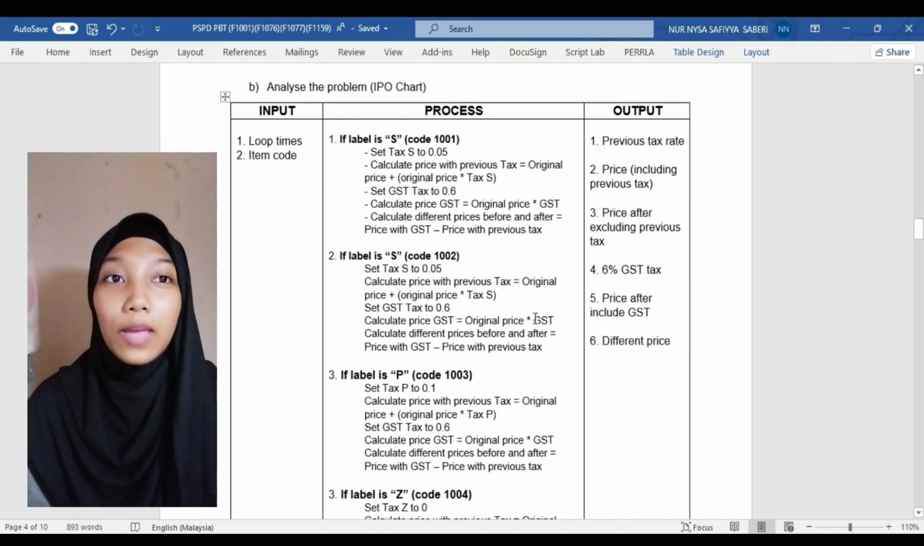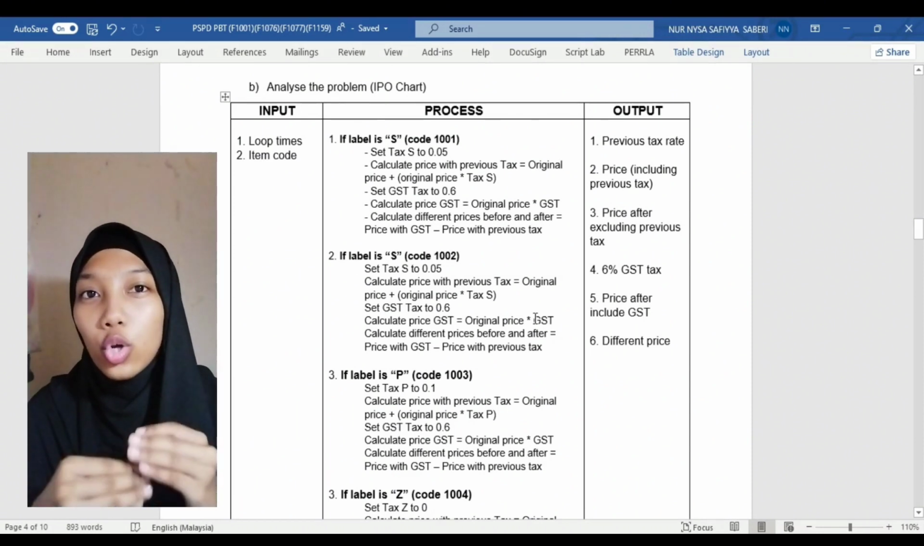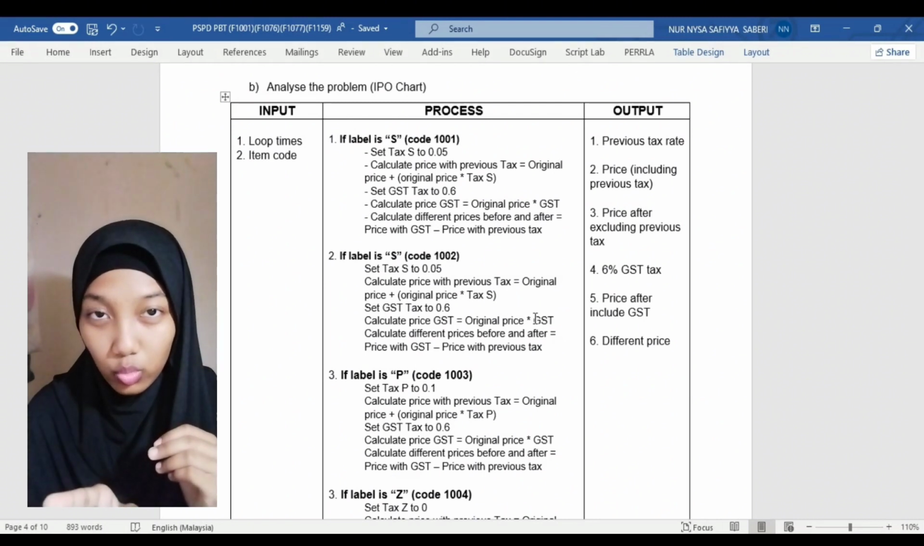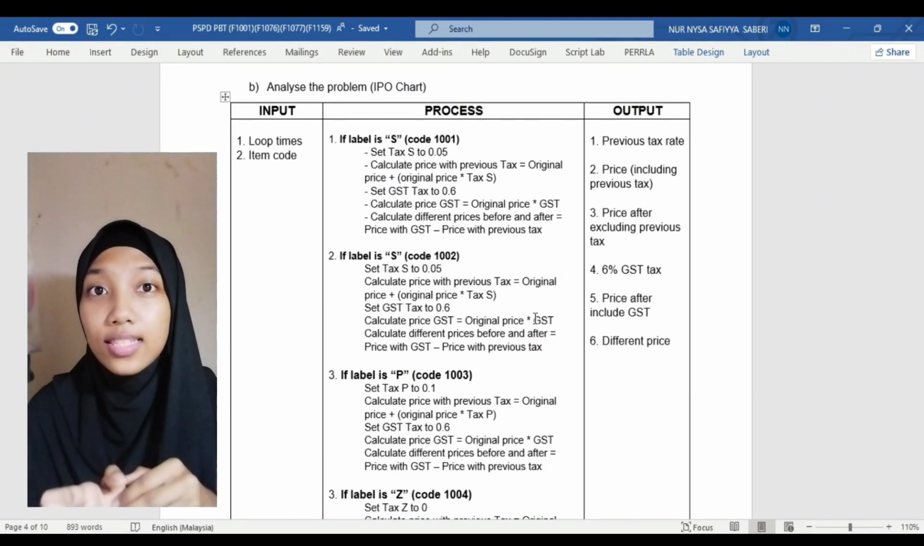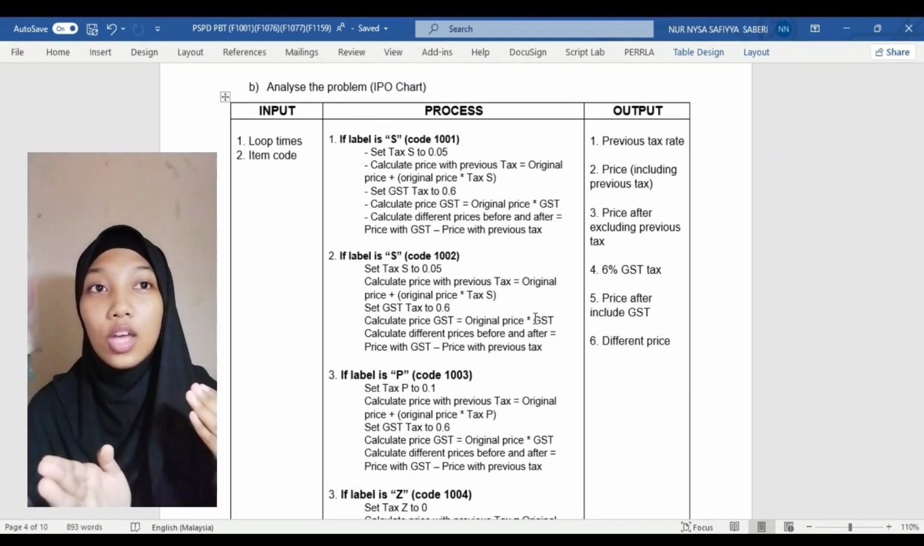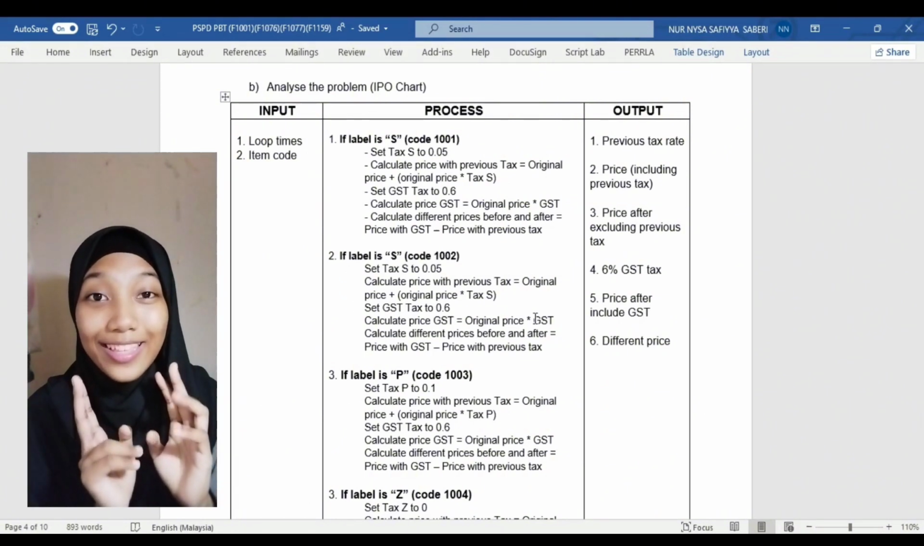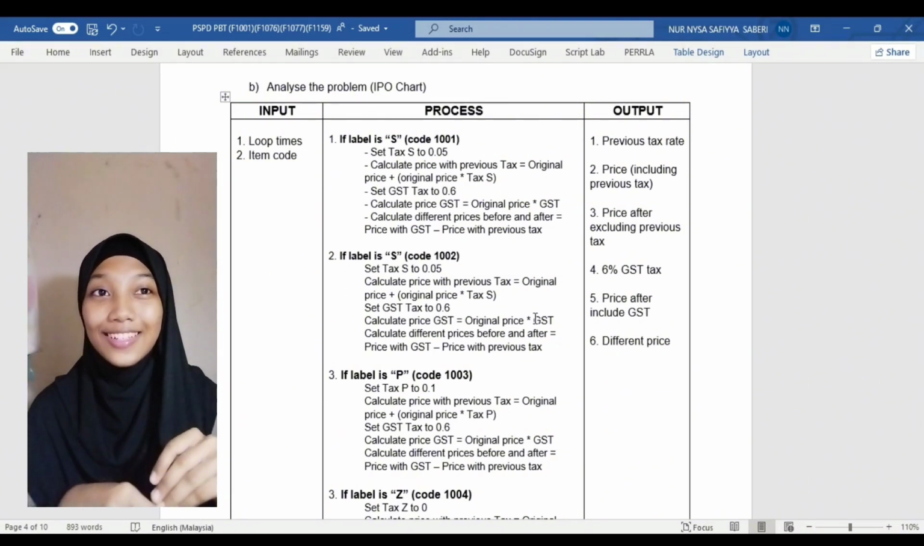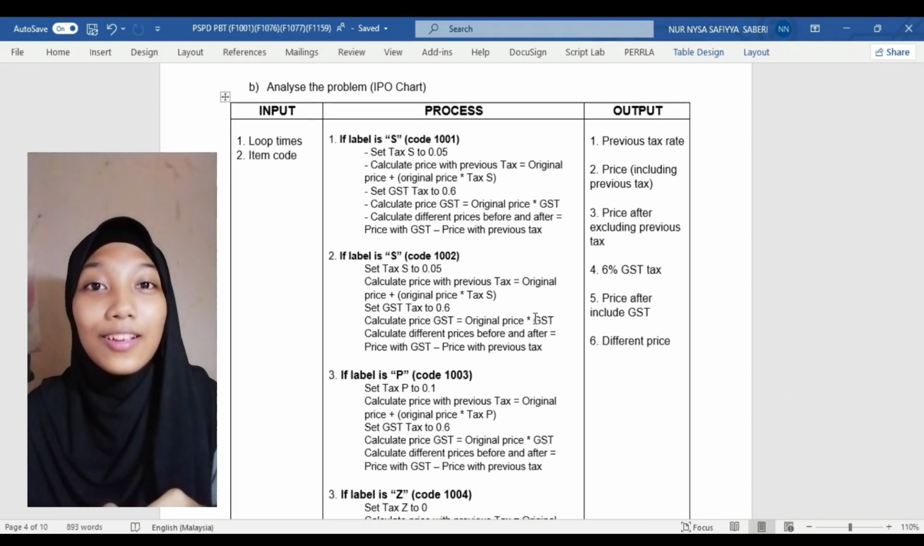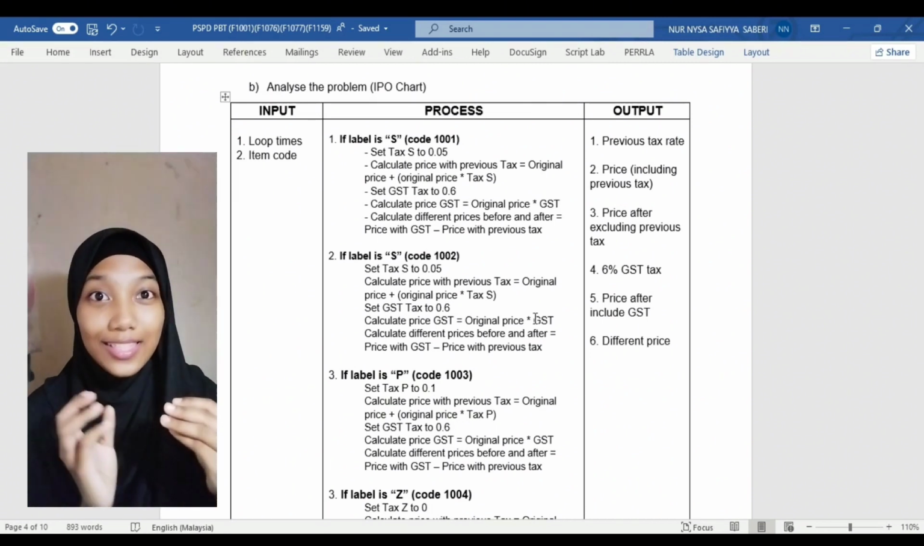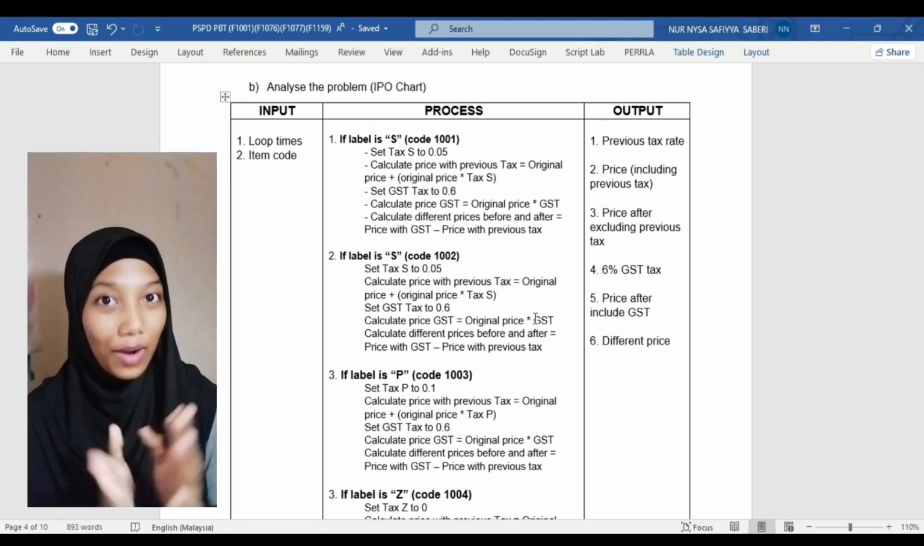Second, if the label is S in code 1002, the process is still the same as the first one, which is item code S 1001. What's the difference between these two is the prices.